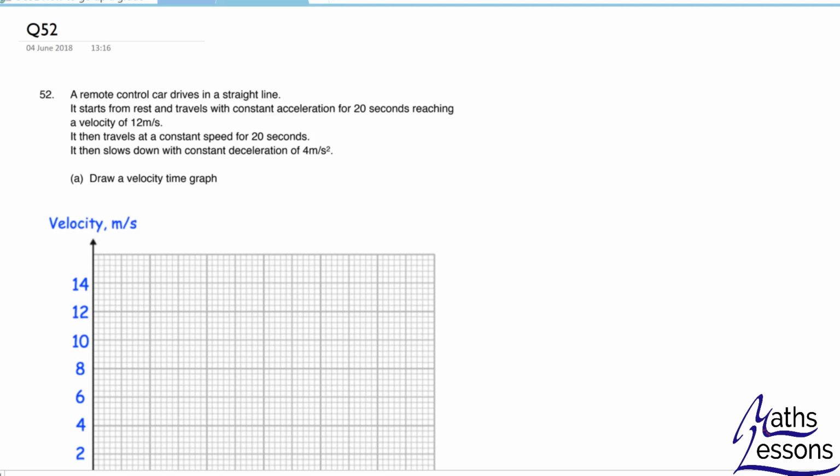Okay, so we've got quite a big question to fit on here. We can just do it there. Right, remote control car drives in a straight line. It starts from rest, travels at constant acceleration for 20 seconds, reaching a velocity of 12 meters per second. So in the first 20 seconds, constant acceleration until here. So we can draw that. Then travels at constant speed for 20 seconds. So it's going to go from here to there.